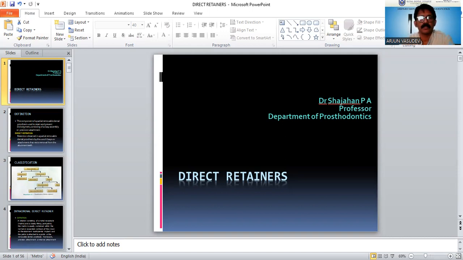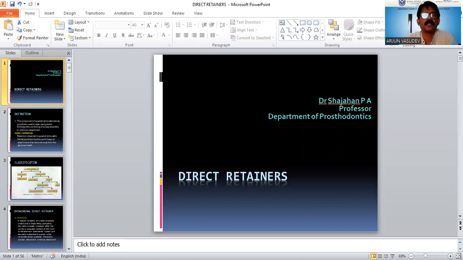What is direct retention? The retention obtained in the removable partial dental prosthesis by the use of clasps or attachments that resist removal from the abutment teeth. So it's the retention obtained in the removable partial dental prosthesis by the use of clasps or attachments that resist removal from the abutment teeth.